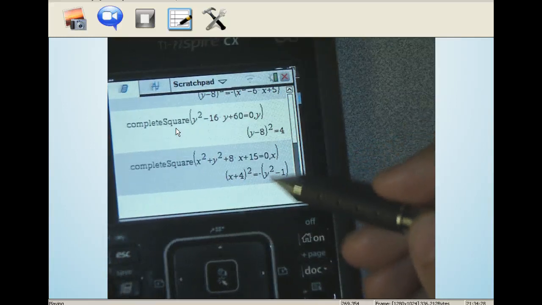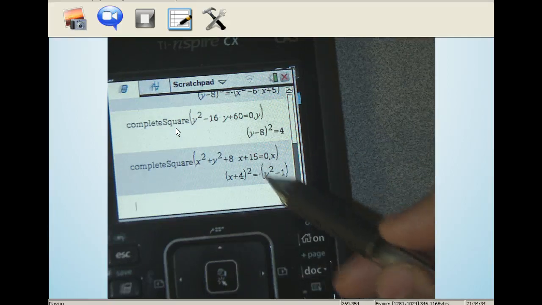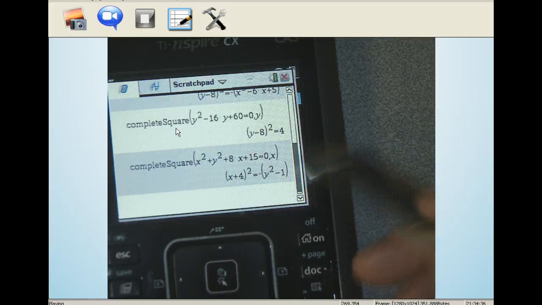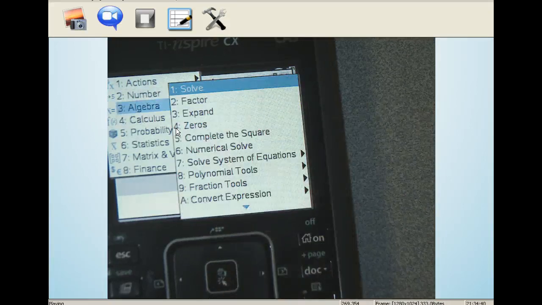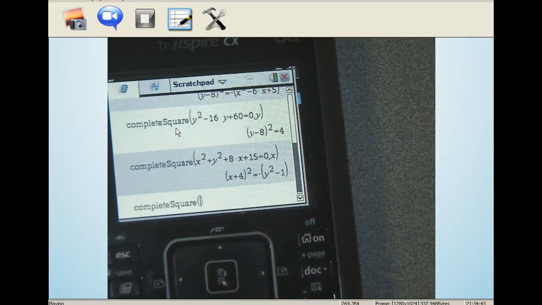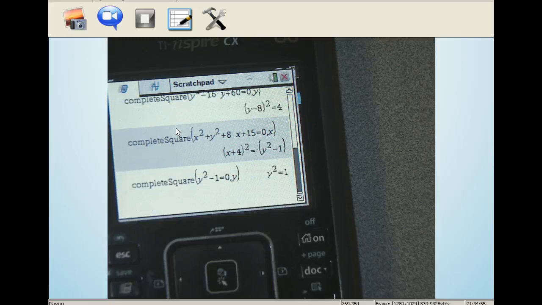But now we need to complete the square for this guy. We're just going to put this part over here. Forget the negative sign. We're going to do complete the square on this. So menu, algebra, and complete the square. We're going to put in y squared minus 1 equals 0, and we want to complete the square for y. And we get y squared equals 1.